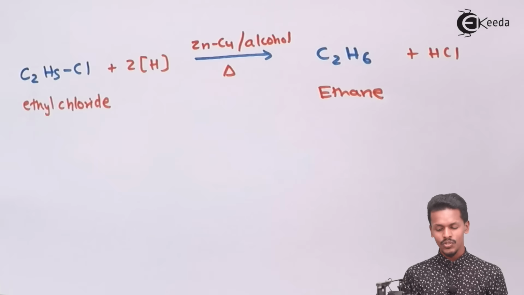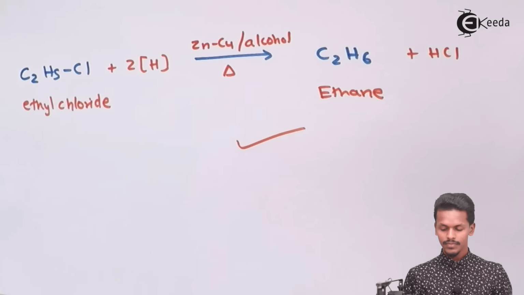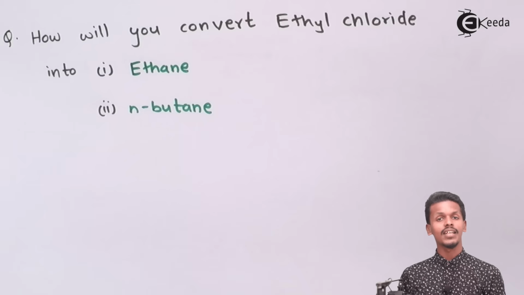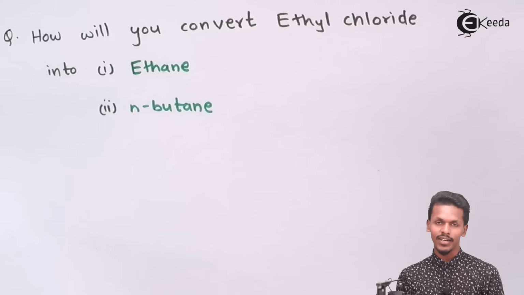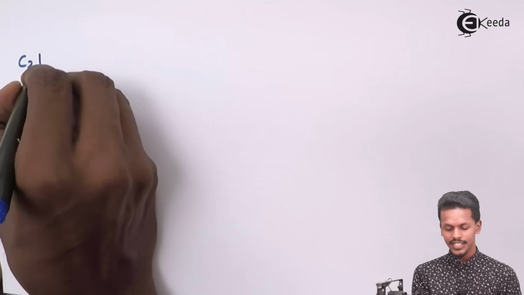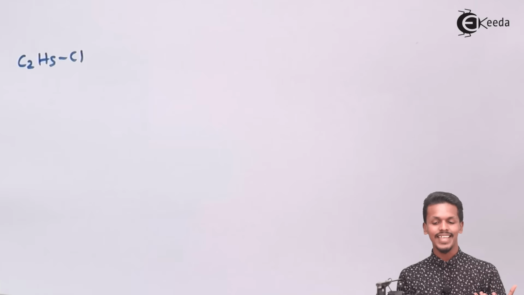And talking about the another one, so this is the one that has been done, and let us talk about the another one. The another one is asking how you can convert ethyl chloride to n-butane. So let us do that also. Suppose we have ethyl chloride, which could be represented as C2H5Cl, and this is what we have to convert into n-butane.